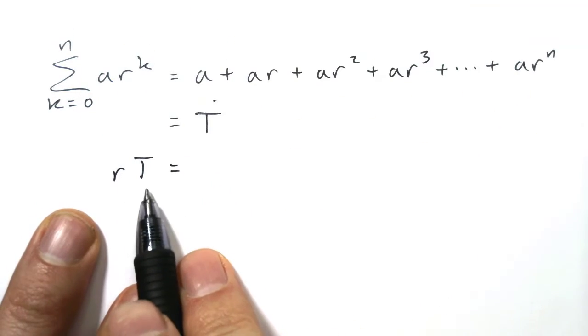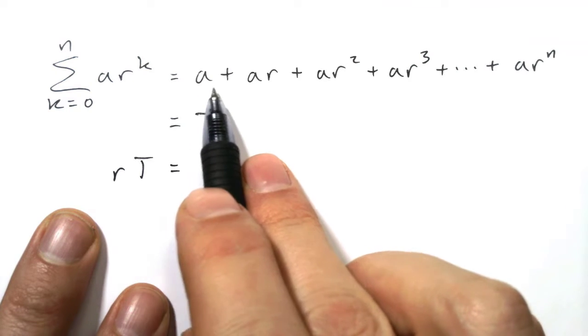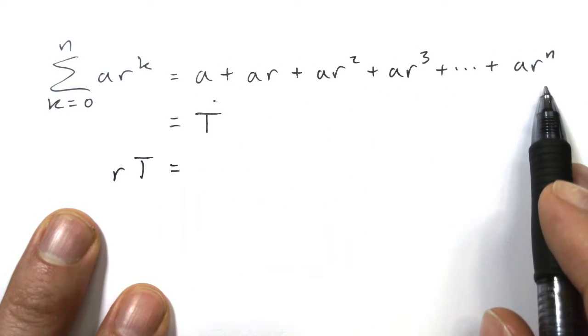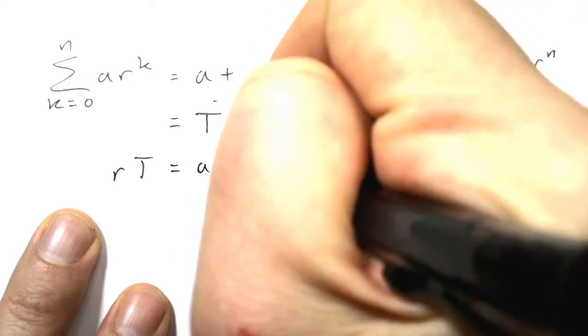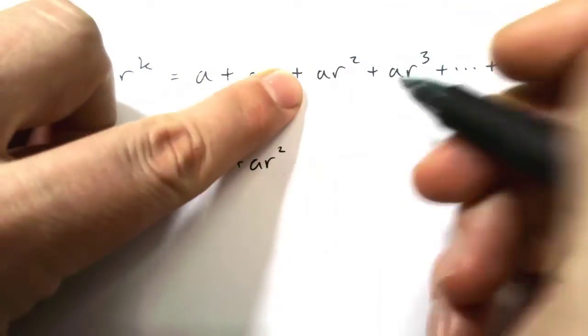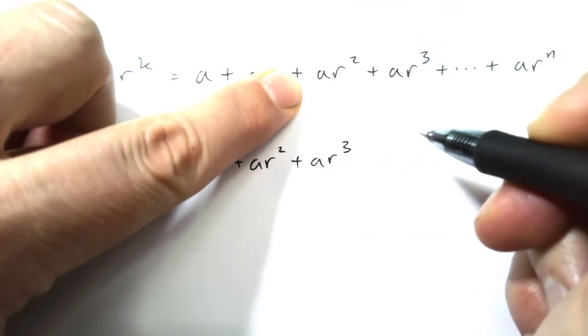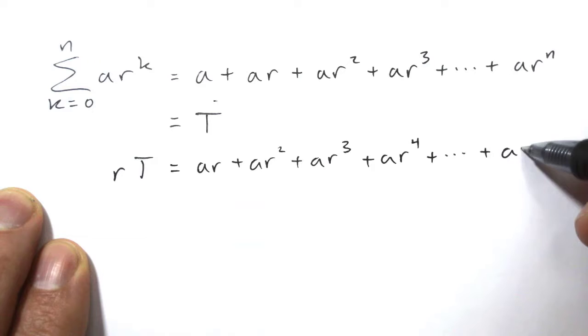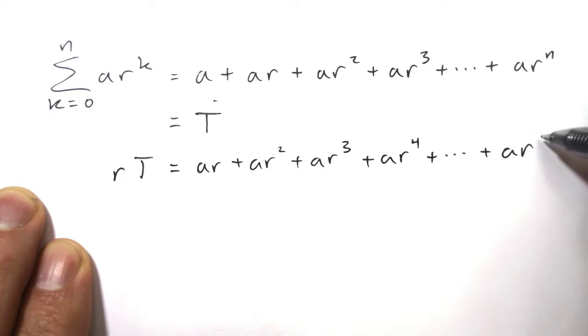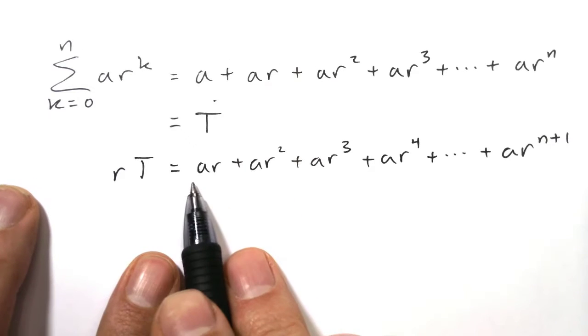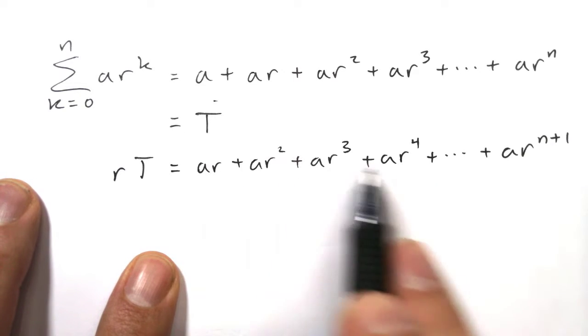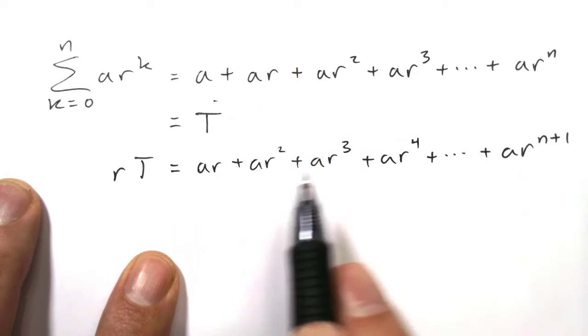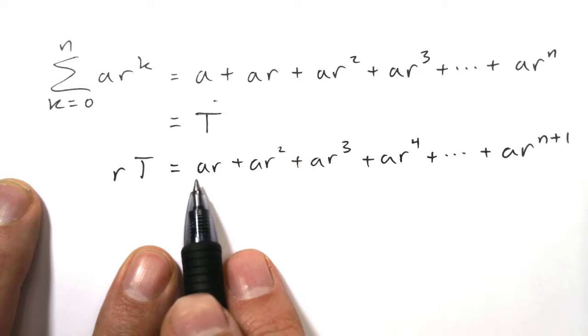Well, if I multiply r times t, that's the same thing as multiplying each one of these pieces by r, right? So I'm going to get a times r when I multiply that one, ar squared from this one, ar cubed from this one, ar to the 4th, all the way up to ar to the n plus 1, because I've multiplied by r. So I get this. Now, let's compare this to our original expression for t. How are they different? Well, it's almost the same.